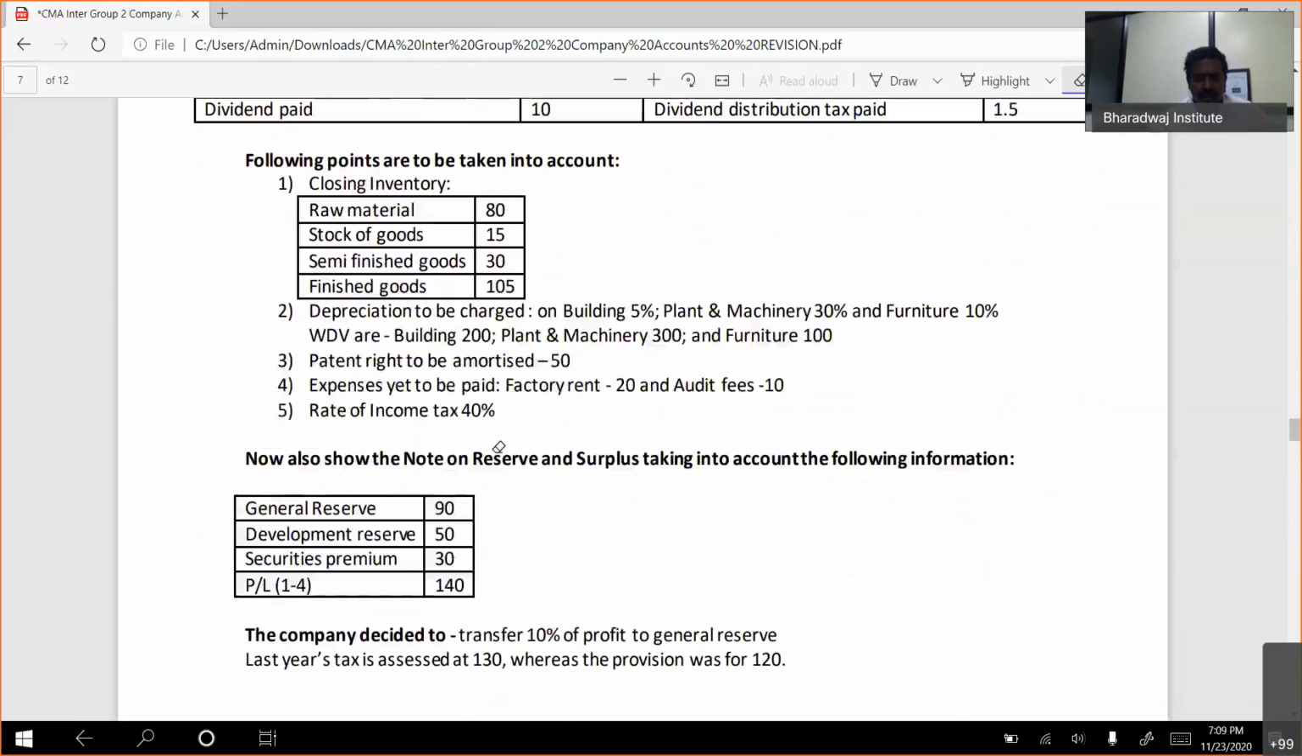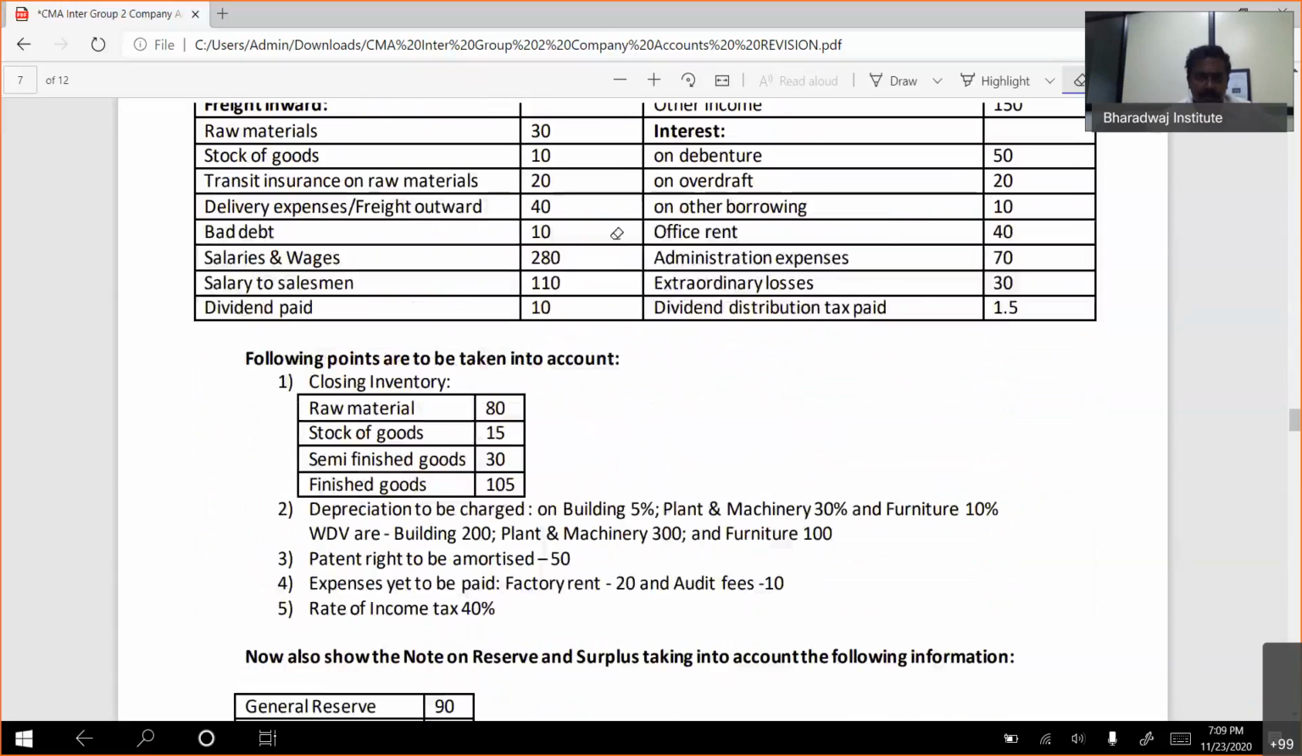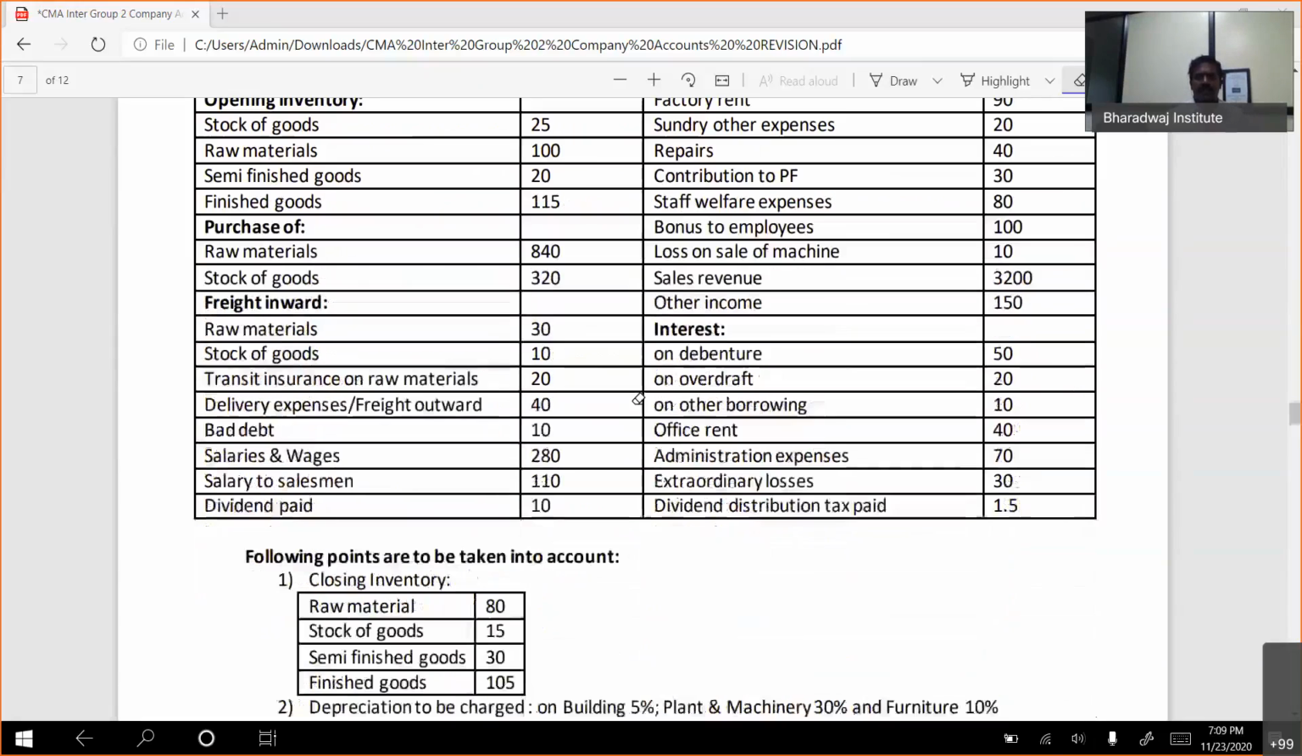So today or tomorrow, I'll be sharing the solutions to 3 homework problems. One is this particular thing. Second is issue of shares. Sahil, please mute. Okay, I'll share the solution for issue of shares as well as for this final accounts.